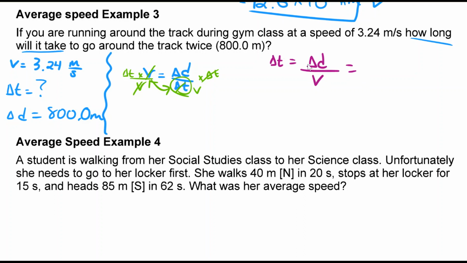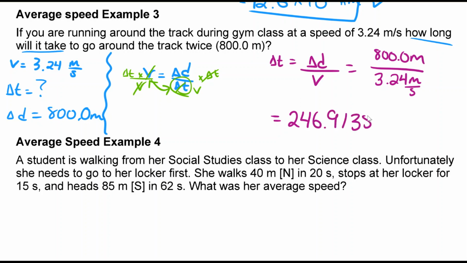So I get a mark just for writing that out. I get another mark for substituting in the information. 800.0 meters divided by 3.24 meters per second. So when I do that on my calculator, I get an answer of 246.91358, and so on. And my units are meters and meters canceling, and the seconds moves up to the top.